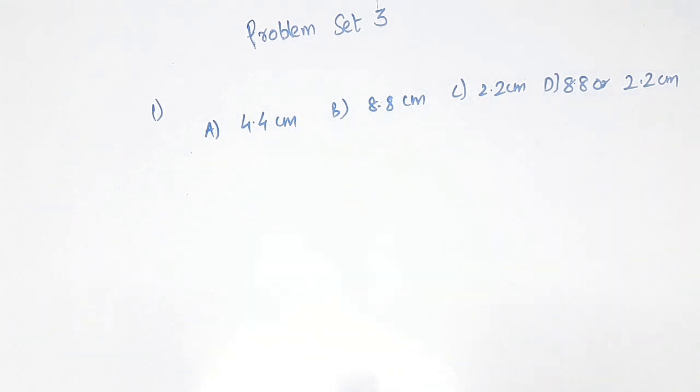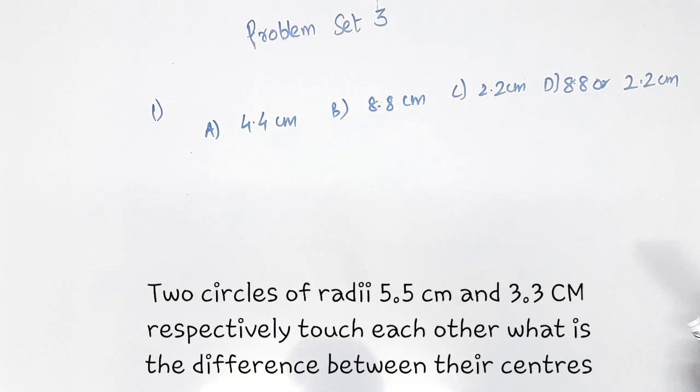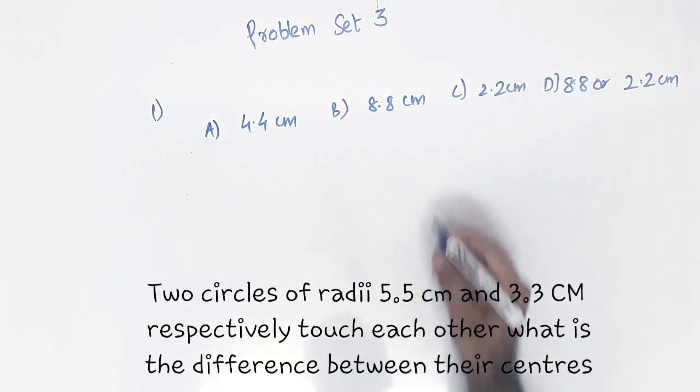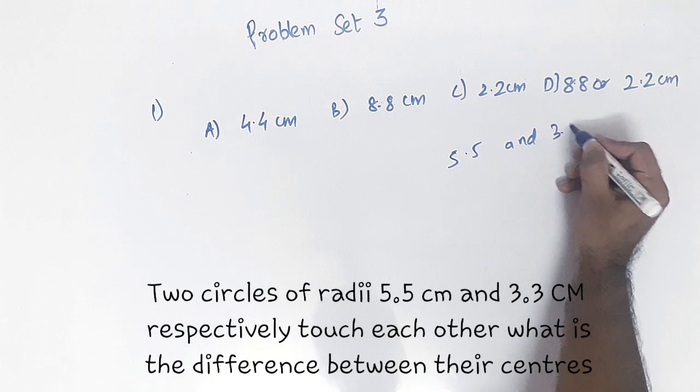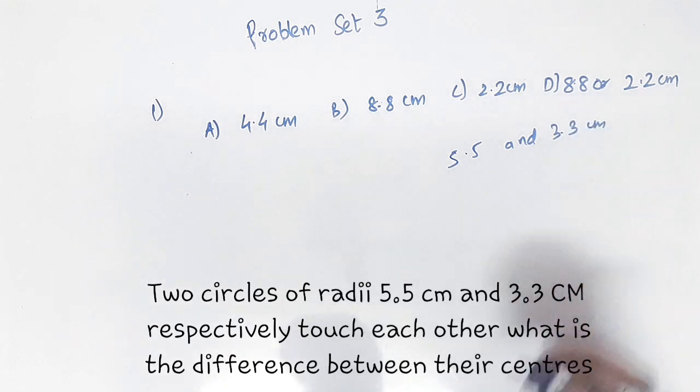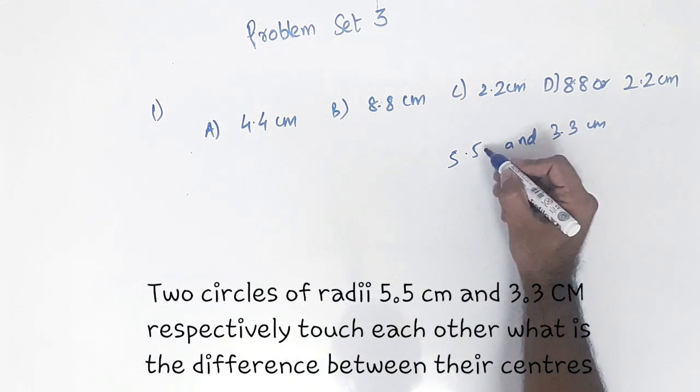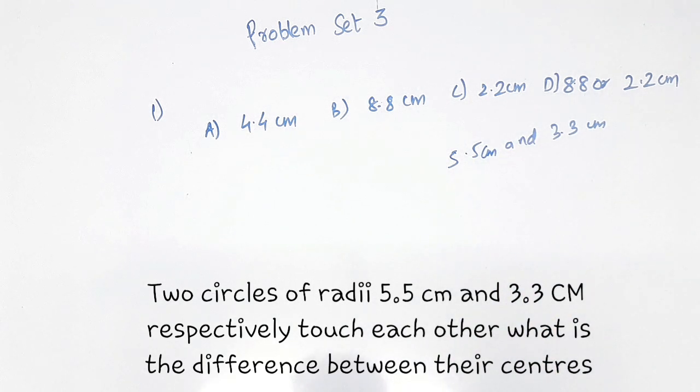So coming to problem set 3, standard 10th geometry. The first question they have asked is, two circles of radii 5.5 and 3.3 respectively touch each other. What is the distance between their centers?